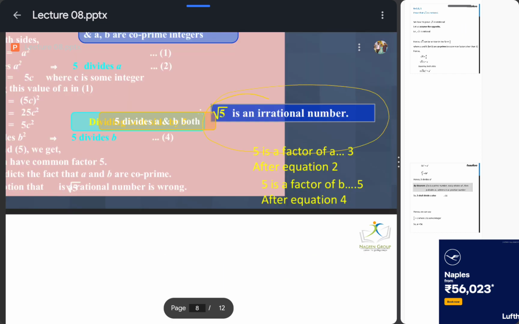Root 5 is an irrational number. Root 5 has 5 as a factor. With all these things, we will conclude that root 5 is an irrational number. For this one, we will give the perfect proof, or the easiest way.